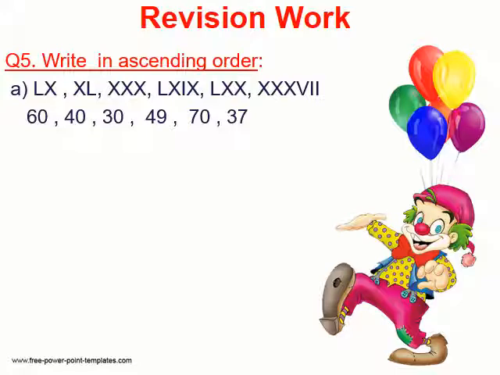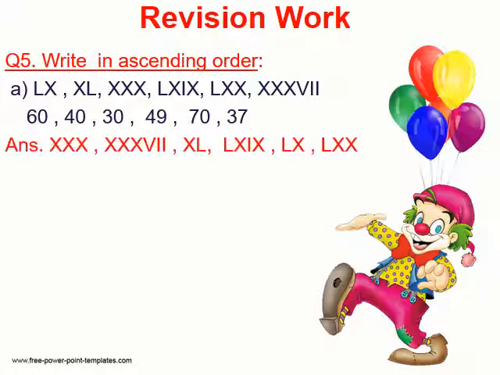So what will be our answer? We will write the following Roman numerals in this order from the smallest to the largest. XXX, which is the smallest Roman numeral. After that, XXXVII, then XL, and then LXIX. After that, LX, and in the end, LXX, which is the largest Roman numeral among these Roman numerals.